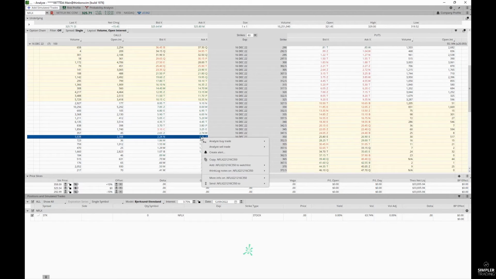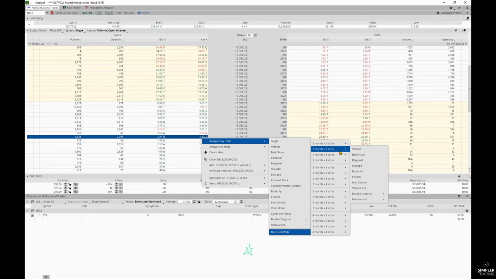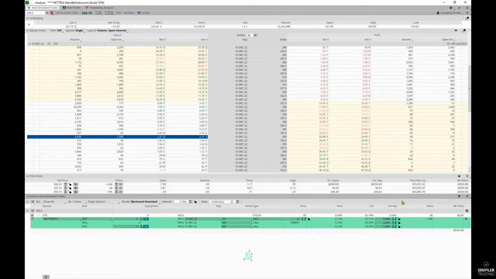SPX, except I'm going to use the context menu that is 2 strikes wide. You'll notice here how Netflix has strikes listed every $2.50, but I would like to skip over the 47.5 and skip over the 52.5. So I'm just going to right click on 350, buy the deep and wide 1 month 2 strike. Doing this through the context menu, the more you get used to it, really will speed up your workflow. And it also helps prevent execution errors against which is the single and which is the double.